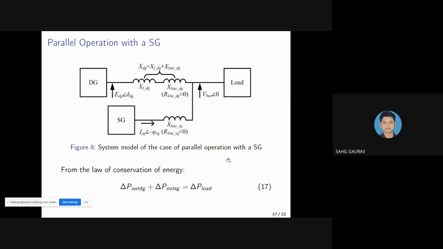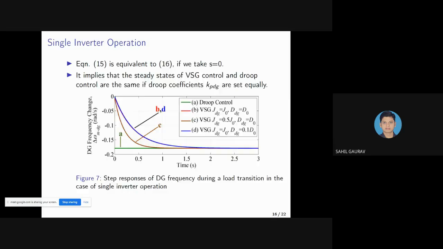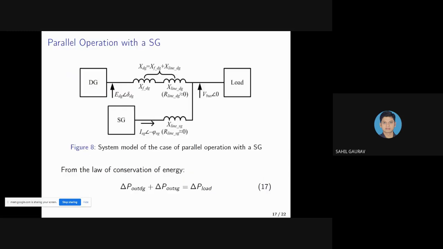Now, in the next section, we will do the small signal analysis of the model in which the DG is in parallel with synchronous generators. In the previous section, we did the small signal analysis of a single inverter operation. In this section, we will analyze the DG in parallel operation with a synchronous generator. Previously there was no synchronous generator in parallel with the DG, but here there is one.